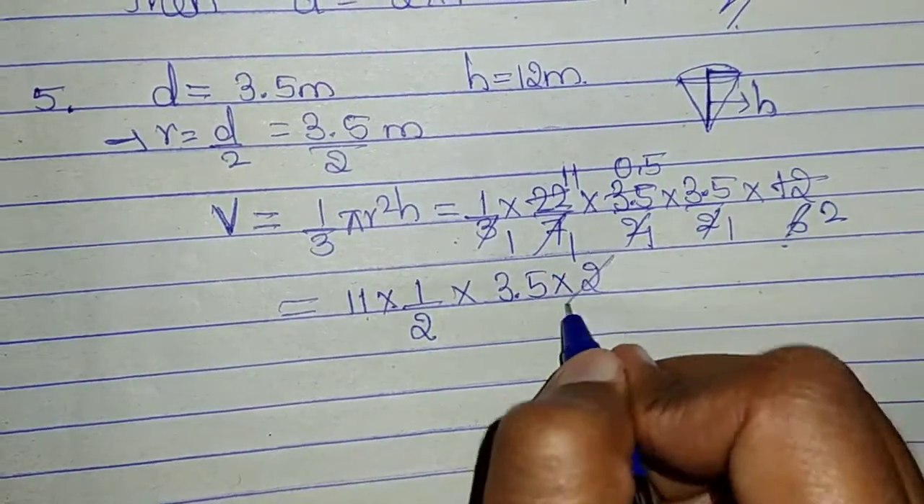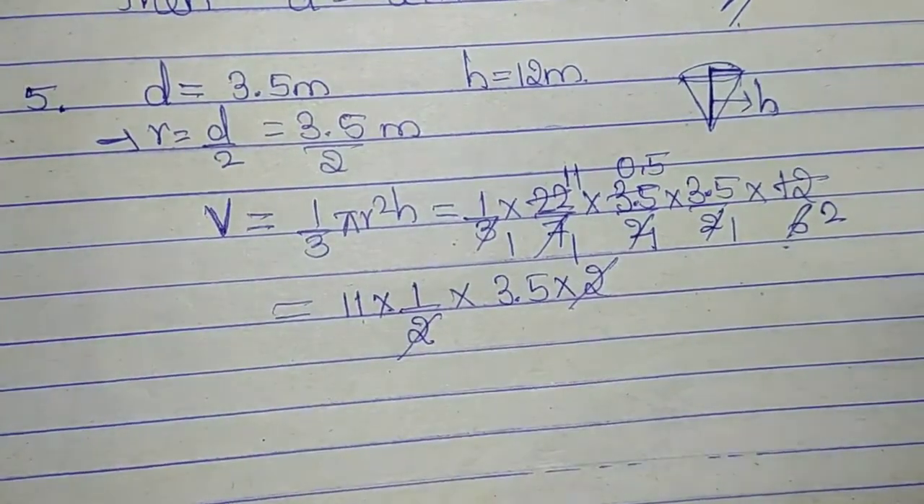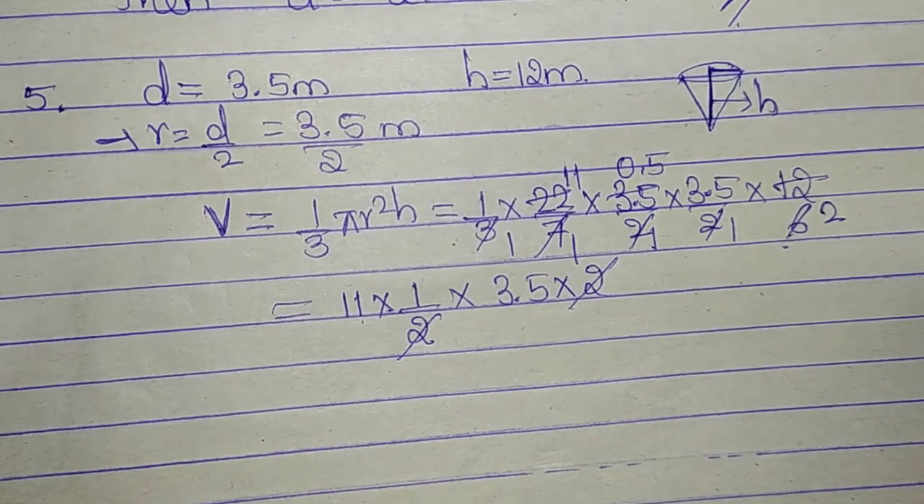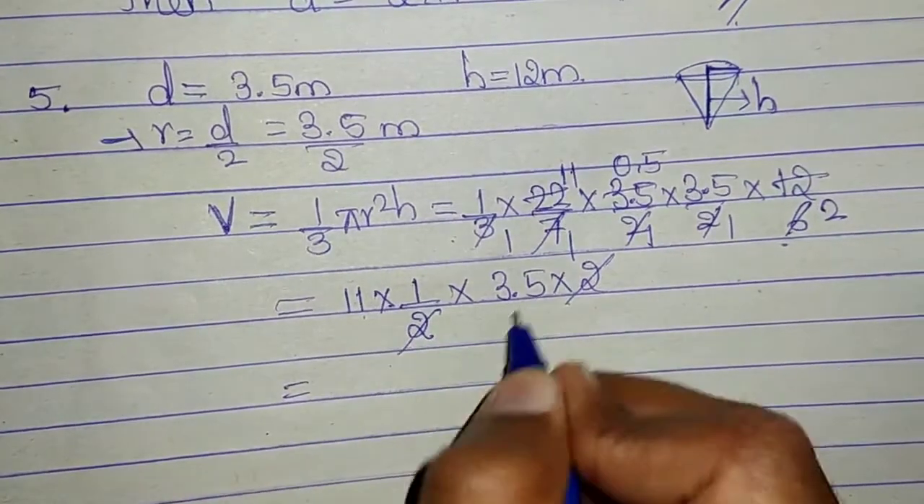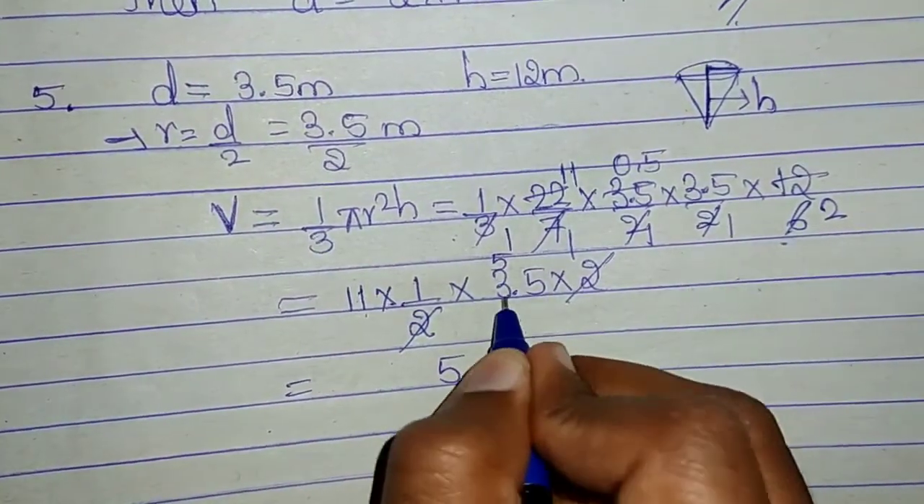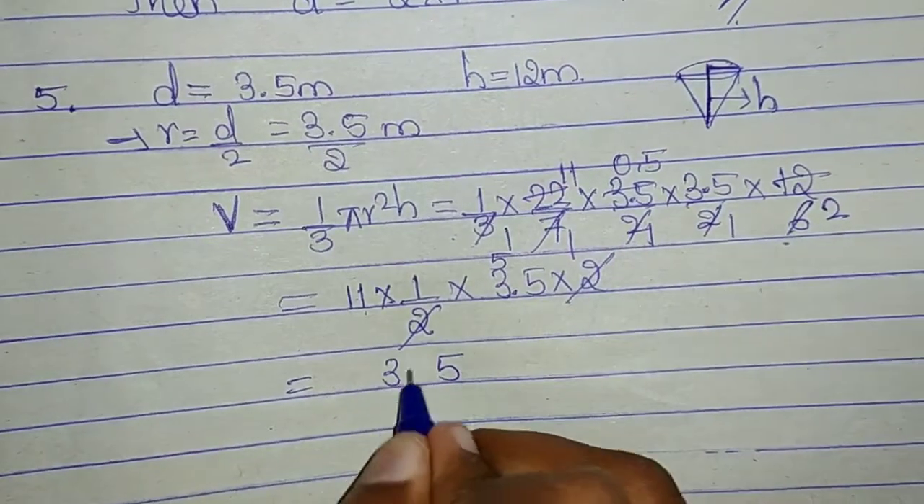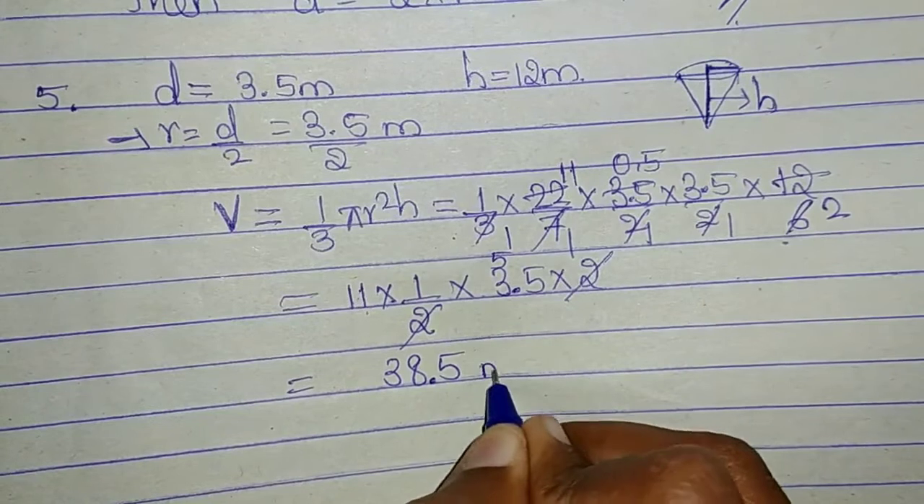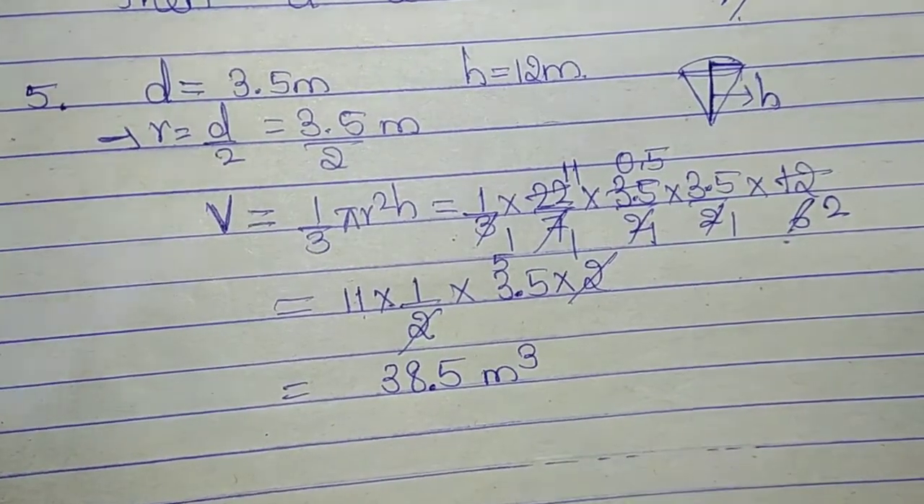Agree? So 2 cancels each other. All we have is 3.5 into 11. So this is nothing but 11 5s are 55, 5 carry, 11 3s are 33, 33 plus 5, 38. So we have a decimal point, so it is 38.5 meter cube.